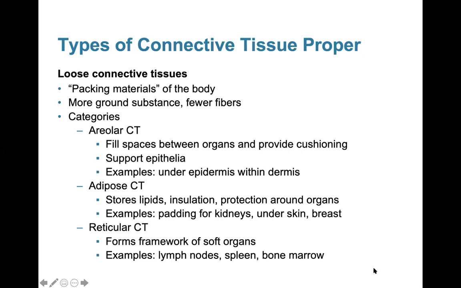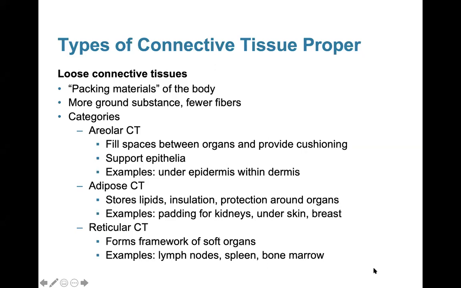The first type would be areolar connective tissue. This is going to fill spaces between organs and provide cushioning. It will also support epithelial tissue, and examples are found underneath the epidermis, within the dermis. The epidermis is your outer layer of the skin, and the dermis is more of the layer that supports the epidermis.